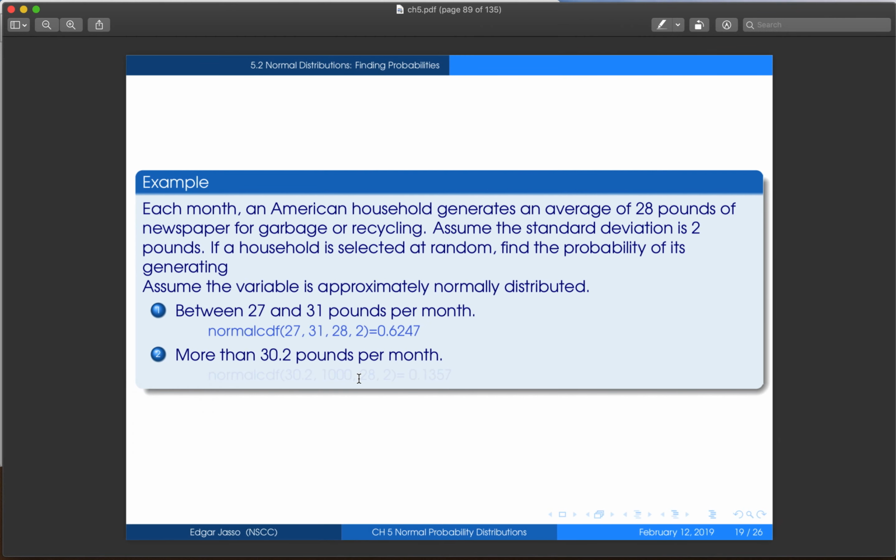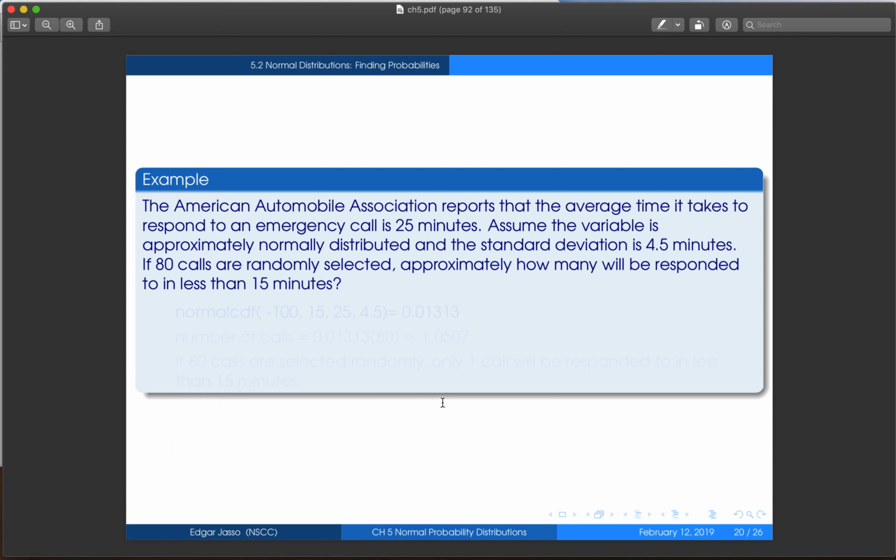How about more than 30.2 pounds per month? Well, it's the same thing. Now you want the area to the right of 30.2, so you type 30.2 for your left bound, a big number for your right bound, and the same mean and same standard deviation. Okay? So let me stop this video here, and I'll have one more example.